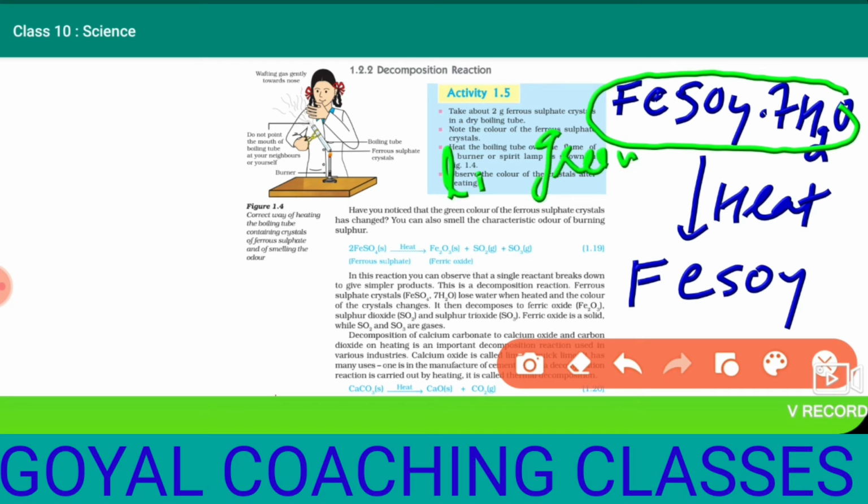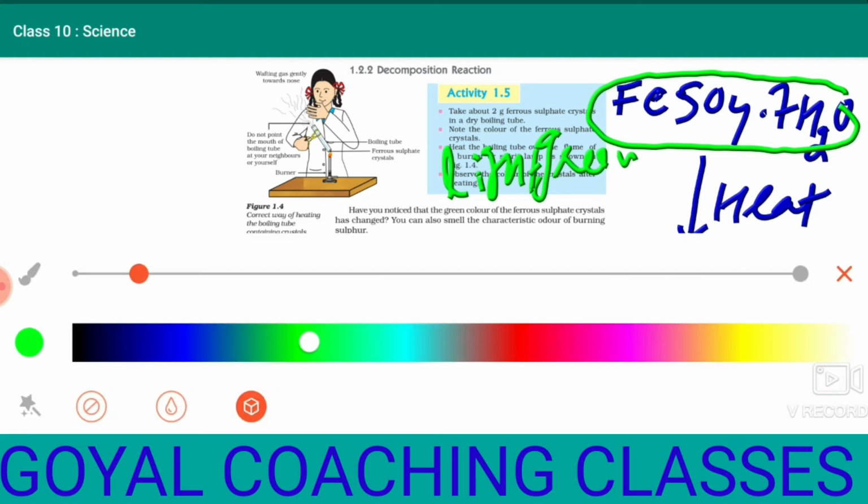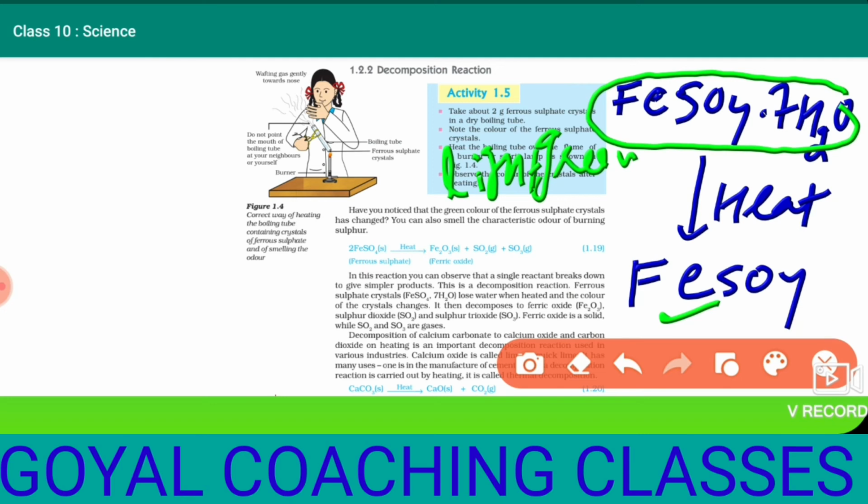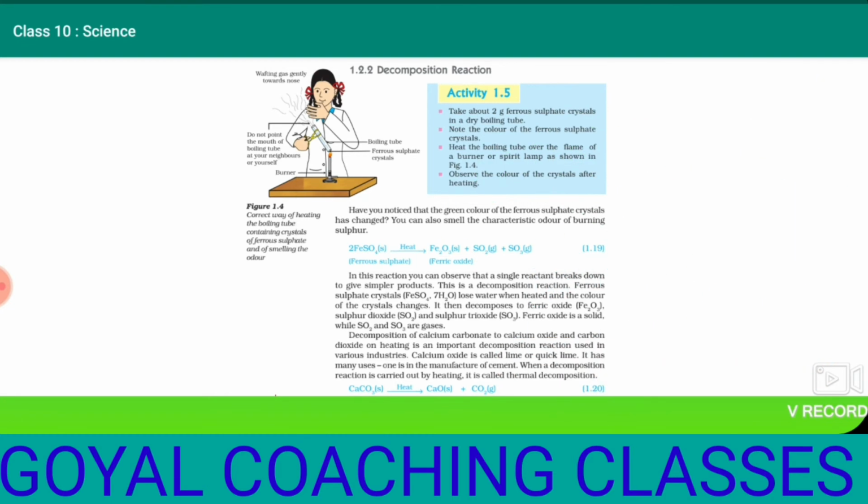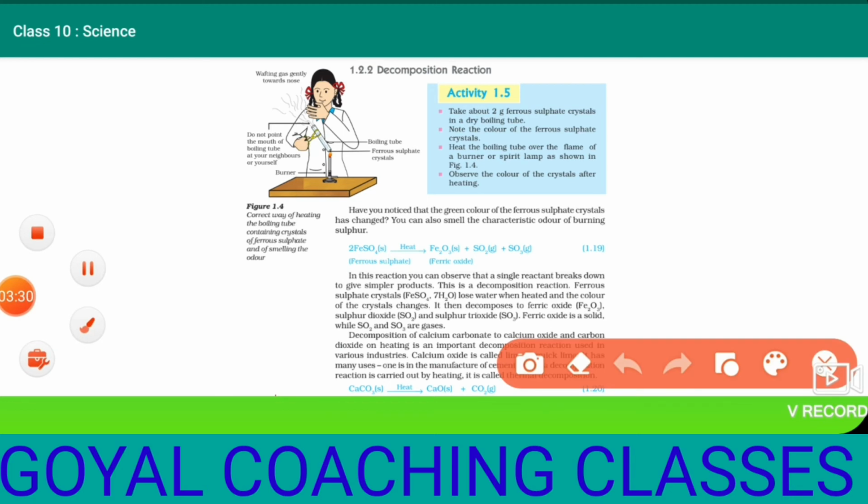Light green. But FeSO4, this one usually has a white color. White color. So just remember, this is a hydrated ferrous sulfate crystal. This is anhydrous. So first of all, remember that the FeSO4 crystal has a light green color. After heating, it will form FeSO4, which is anhydrous, and its color will be white. Now here in the NCERT they have given one reaction.